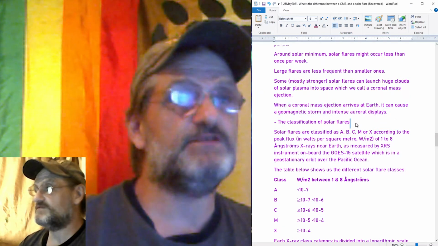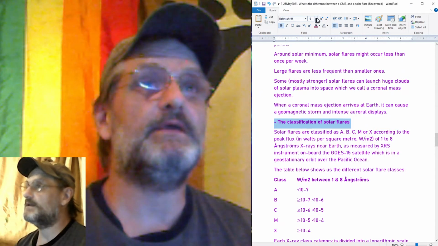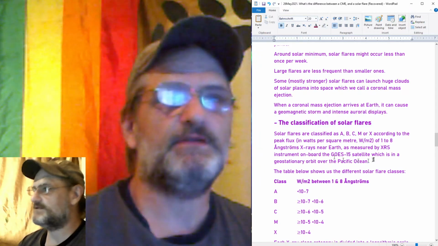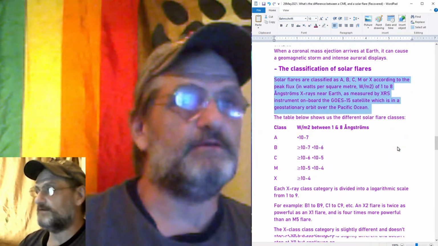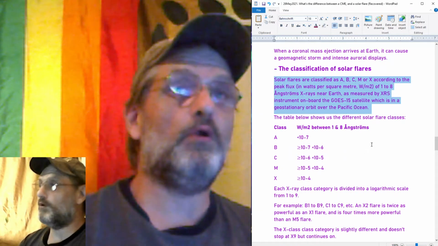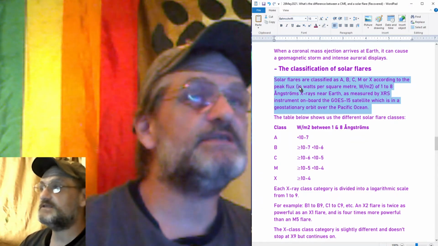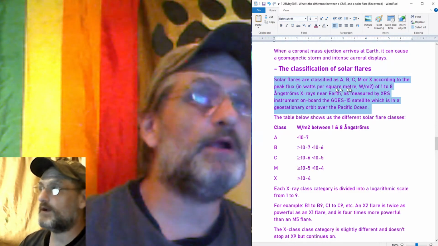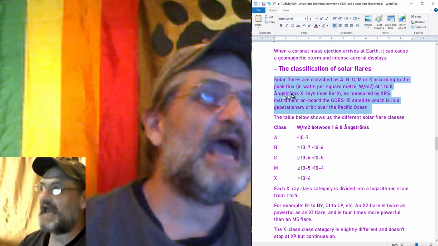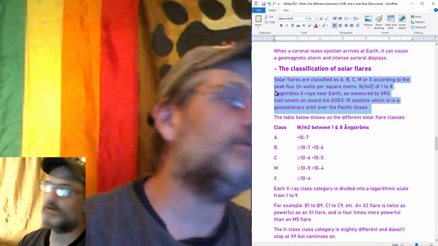The classification of solar flares. Okay, let me get bold and make this. Bam. The classification of solar flares. Solar flares are classified as A, B, C, M, or X, according to the peak flux, measured in watts per square meter, of 1 to 8 angstroms. They abbreviate angstrom with just the A with a little halo over it.